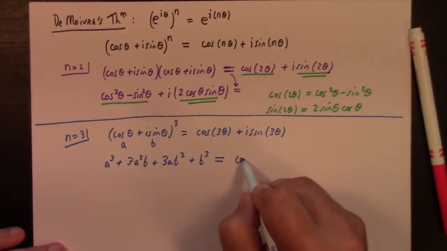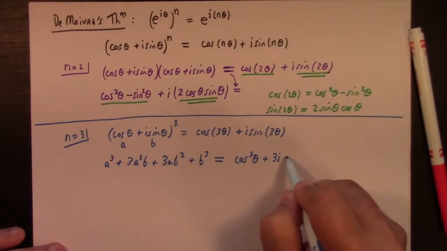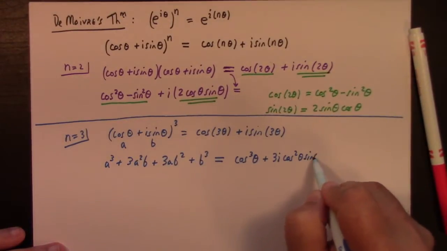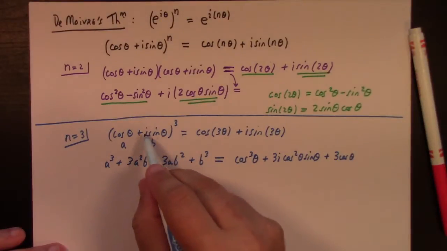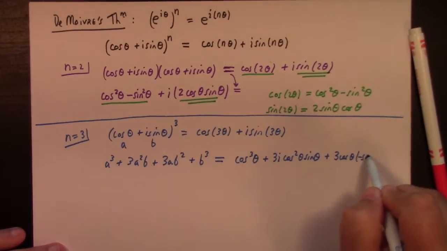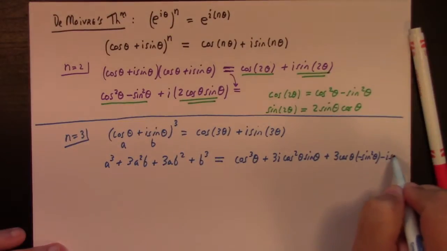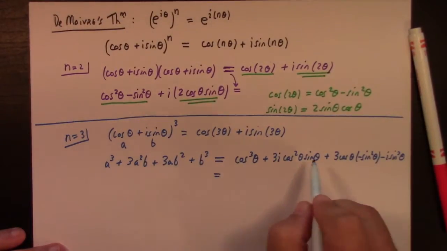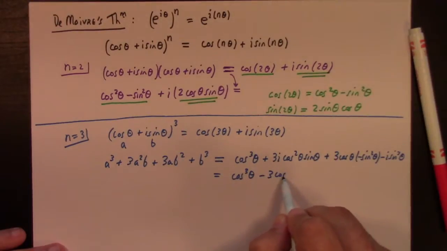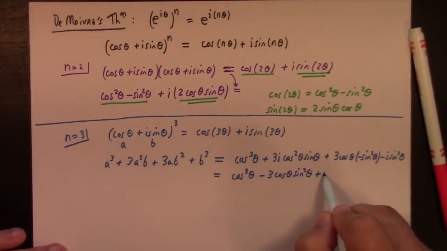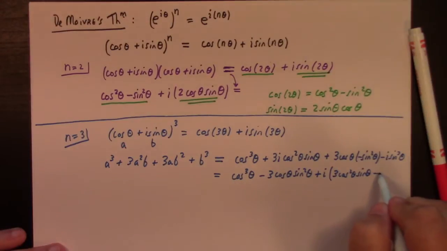Now that's actually going to be equal to cosine cubed theta. A squared, that's 3 cosine squared theta, 3i cosine squared theta sine theta, plus thrice 3 cosine theta. B squared is an i squared, so that's a minus sine squared theta. And then plus B cubed is going to be actually minus i sine cubed theta. So, collecting stuff here. Keep the real part, cosine cubed theta minus 3 cosine theta sine squared theta, plus i times 3 cosine squared theta sine theta minus sine cubed theta.